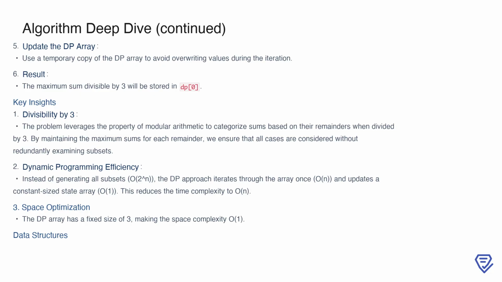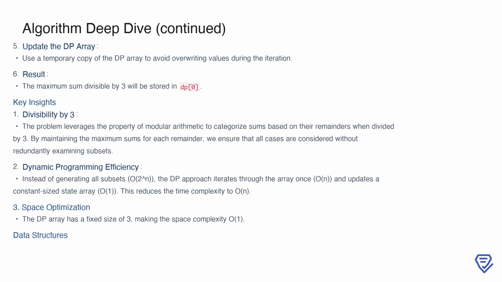Once all numbers have been processed, the maximum sum divisible by 3 will be stored in DP[0], which we return as the result. The key insight here lies in the use of modular arithmetic to categorize and track sums based on their remainders when divided by 3. This approach ensures that all possible cases are considered efficiently, without redundantly examining subsets.